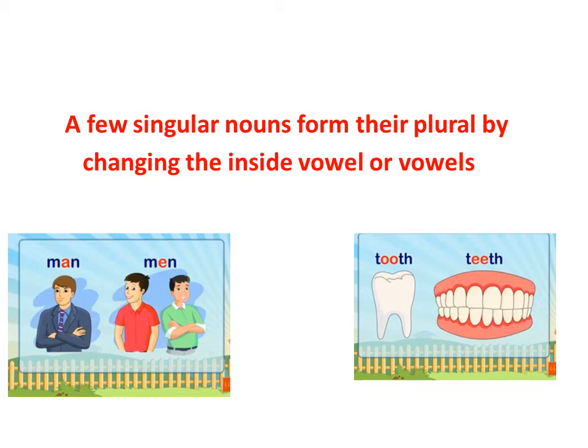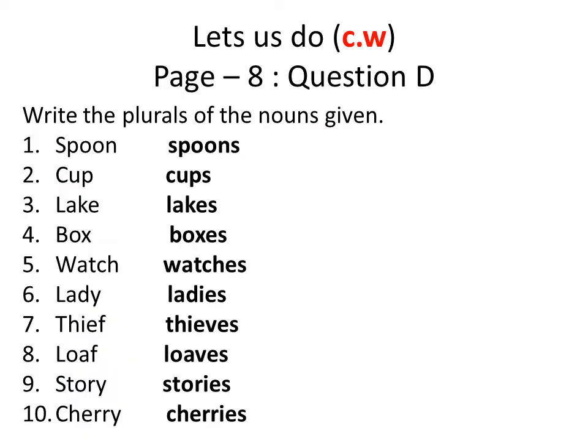Next, a few singular nouns form their plural by changing the inside vowel or vowels. For example, if there is one man, I say man. If there are more than one man, I will not say mans. I will say men, which is the plural form of man. In the same way, if there is one, I will say tooth. But if there are many, then I will not say tooths. I will say teeth, T-E-E-T-H, which is the plural form of tooth.